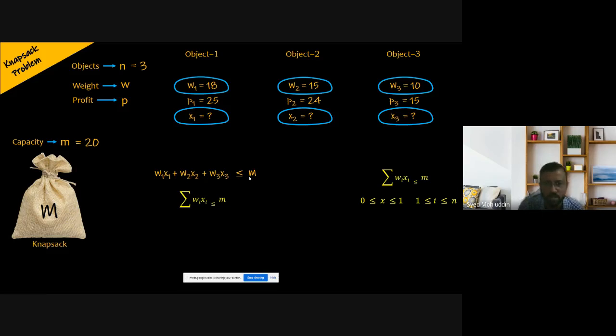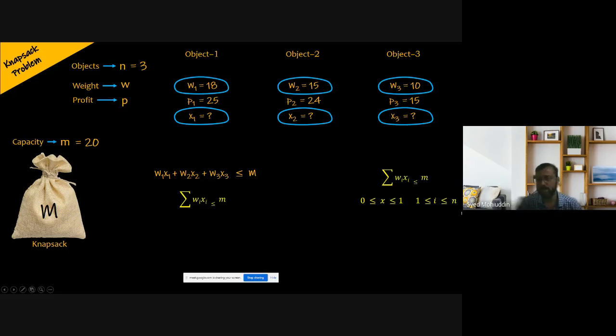Whatever number of objects are selected, object 1, object 2, object 3, the total should be less than or equal to the capacity of the knapsack, which is M. That is actually the constraint. We cannot fill the knapsack with more than its capacity. So if we generalize this formula, the summation of weight with its fraction should be less than or equal to M.